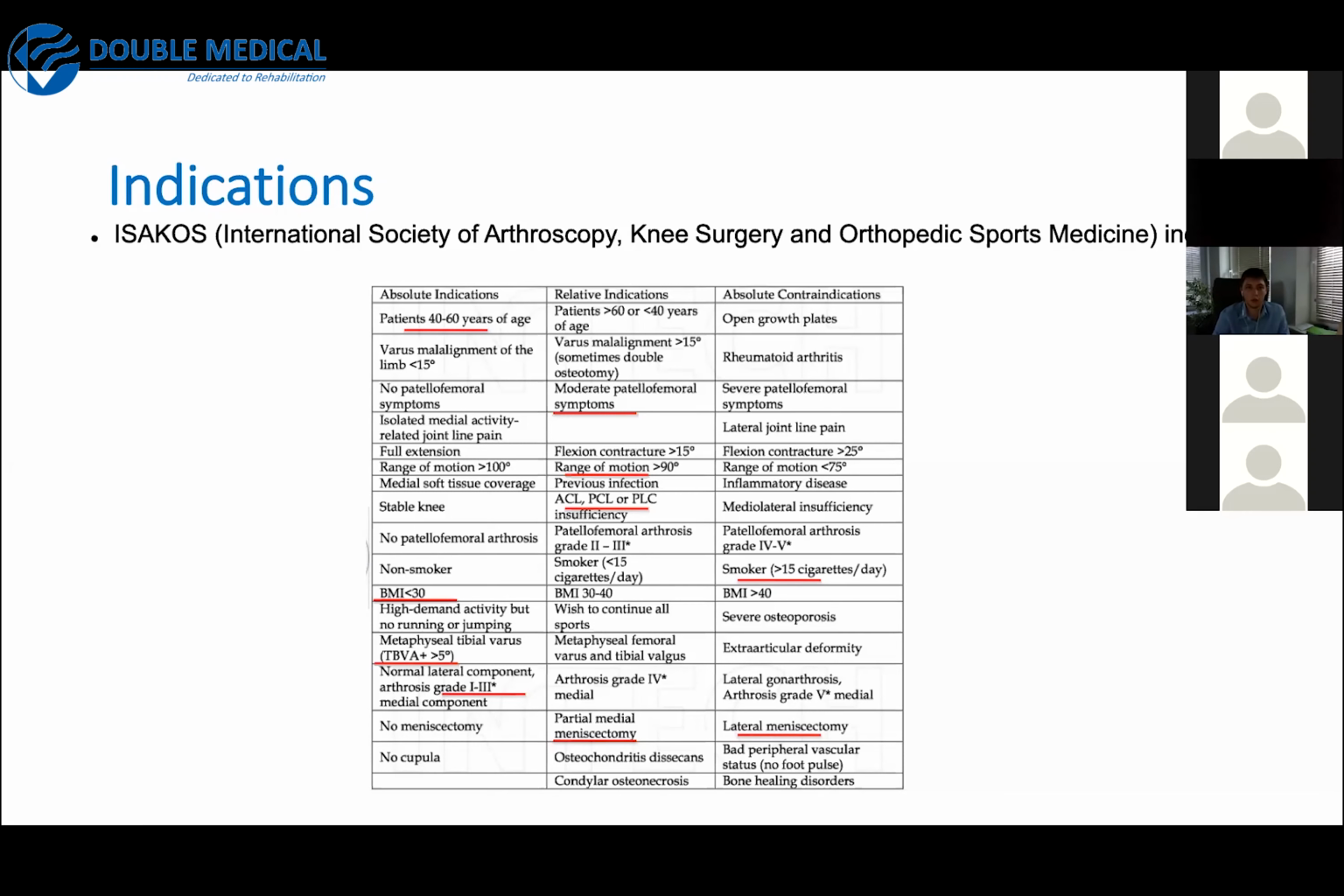Patients older than 60 or younger than 40 also may be candidates for this procedure, but we need to determine the right indications for it. Of course, children, rheumatoid arthritis, severe patellofemoral symptoms, flexion contracture more than 90 degrees, BMI higher than 40, and smokers who smoke more than 15 cigarettes a day are absolute contraindications to the surgery.